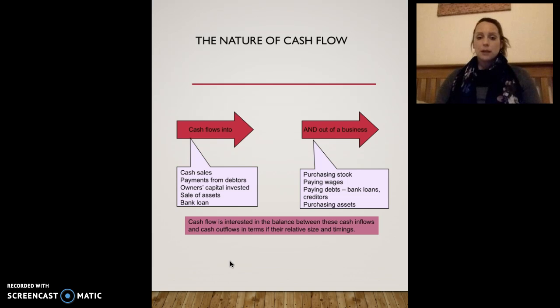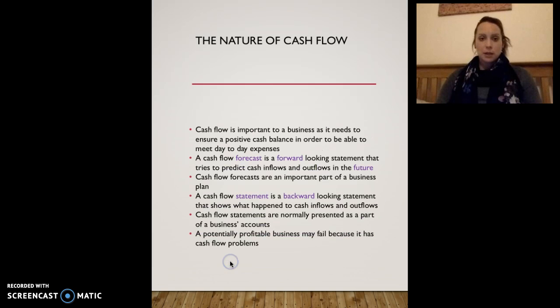So it's the cash inflows on the left and the cash outflows on the right. And it's all to do with the size of the inflows against the outflows and the timing of these cash flows, which will make your business profitable and also run really well. Okay, so it will make sure that it has enough cash in the business to function adequately. So cash flow is important to a business as it needs to ensure a positive cash balance. So it has to basically meet the day-to-day expenses of your business. There has to be enough money in the bank account for your business to operate on a daily basis. And that's why timing is so key with the cash flow.